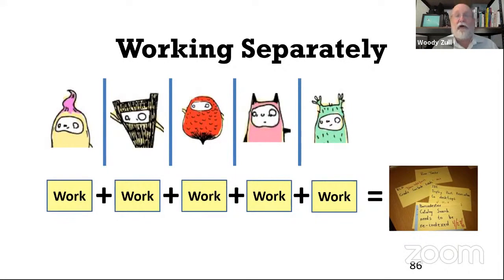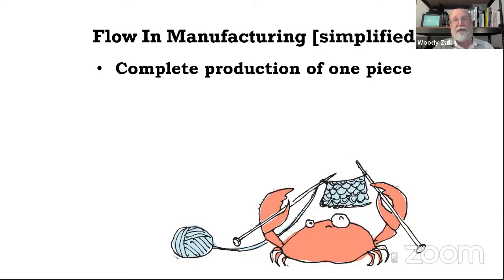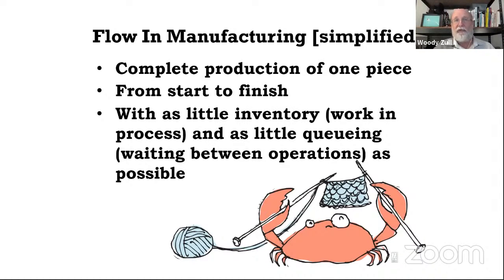And then what do they work on when they're waiting for us? They're going to work on something else. That means we've increased the inventory. So I want to talk about flow just a little bit in manufacturing. This is a very simplified point of view, but it's the complete production of a piece from start to finish without inventory or as little inventory as possible. That's work in process. And as little queuing or waiting between operations.